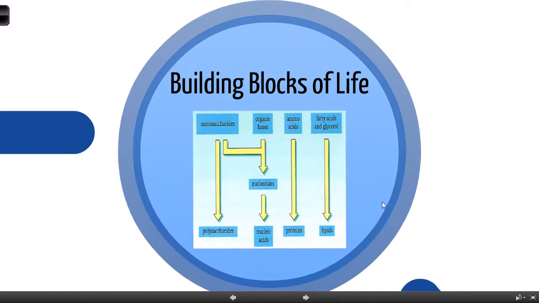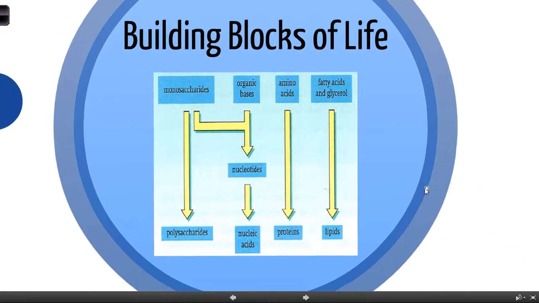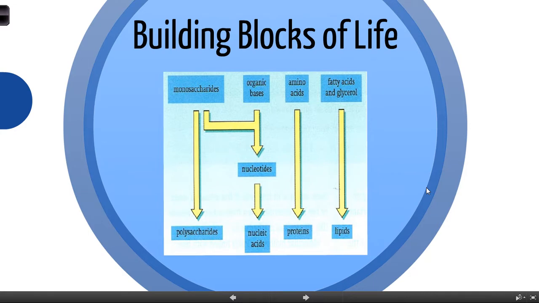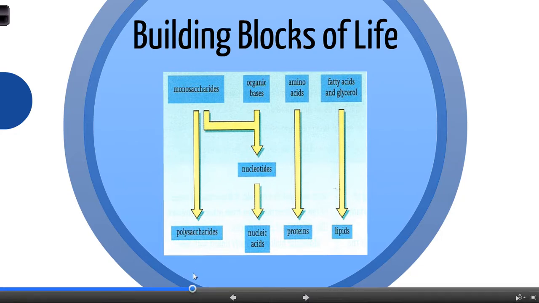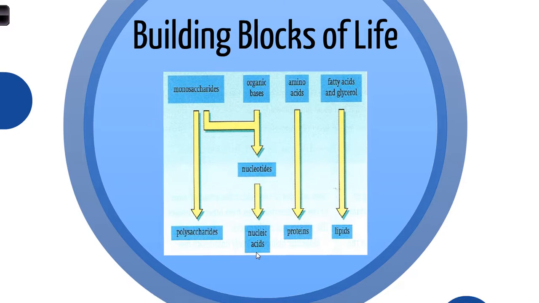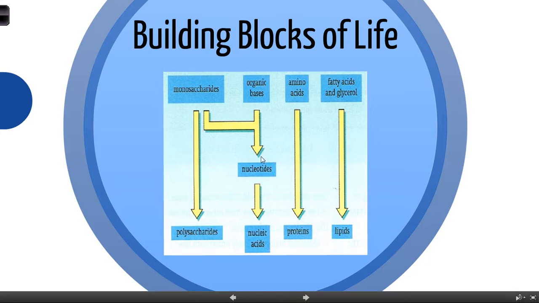Alright, so, building blocks of life. These are the ones that the next few video tutorials are going to cover. We're going to start with monosaccharides, which can be pieced together to form polysaccharides, which are just long chains of many of these monosaccharides, mono meaning one, poly meaning many. Organic bases can be used to make nucleotides, and those are used to make nucleic acid, and you might already pick up that DNA is deoxyribose nucleic acid. So these are the building blocks of DNA.